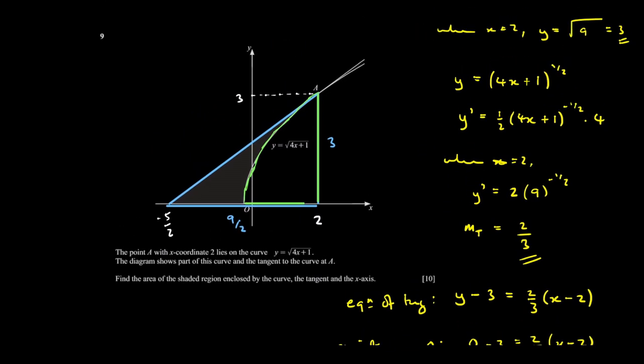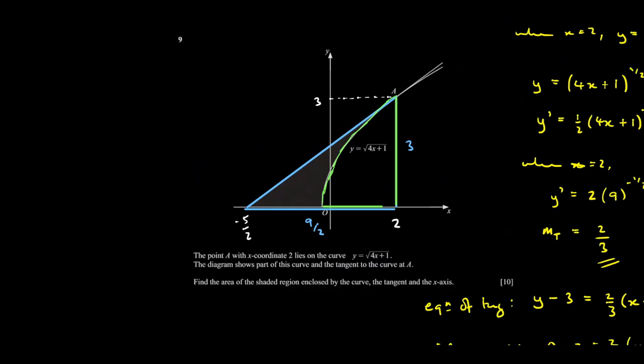Okay then, so I can go over here and say, all right, well, the area of the blue triangle is equal to half of the base, which is 9 upon 2, times the height, which is 3. And that's going to give us an area of 27 upon 4. Okay, so that's the area of our blue triangle.